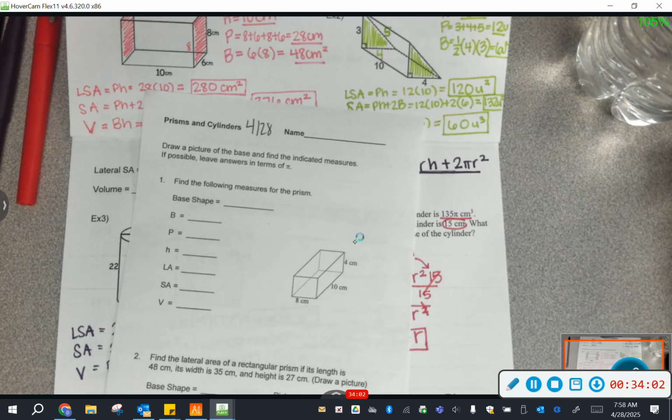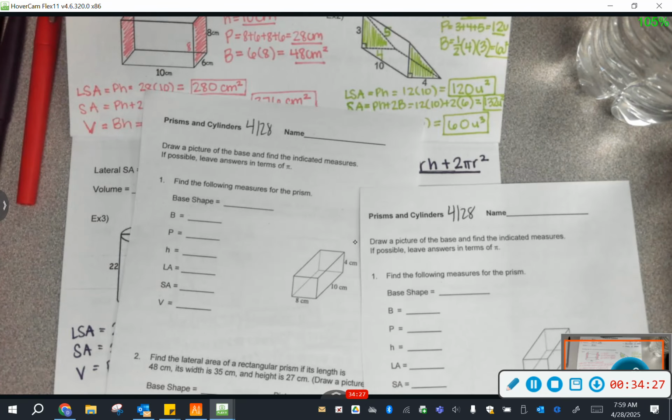What is this paper for? This is the practice. We took a long time today to take those notes. Tomorrow's notes are literally going to take 10 minutes. So you'll have time to finish this tomorrow. But if you want to start it by doing the B, P, and H, tomorrow will go a lot quicker.